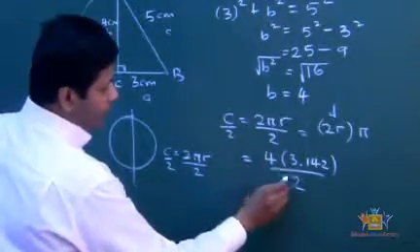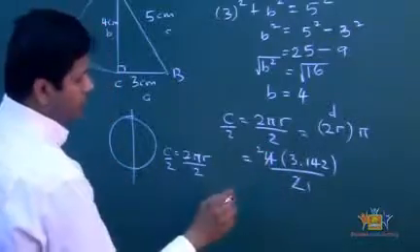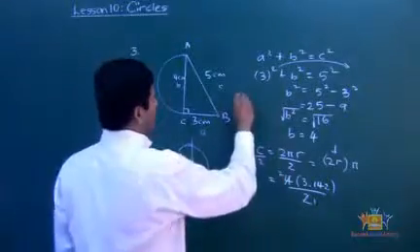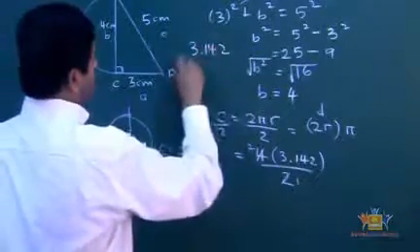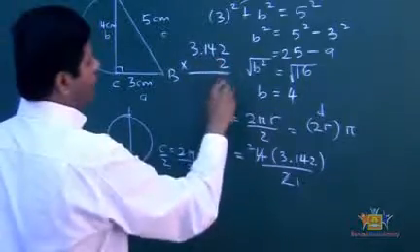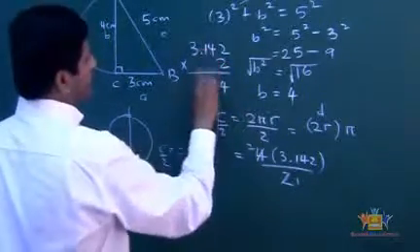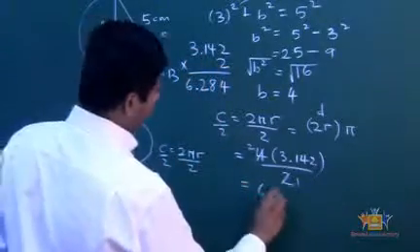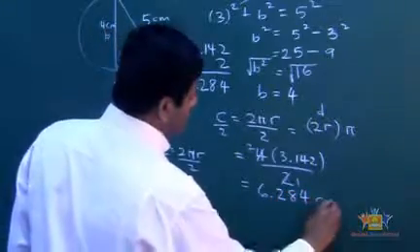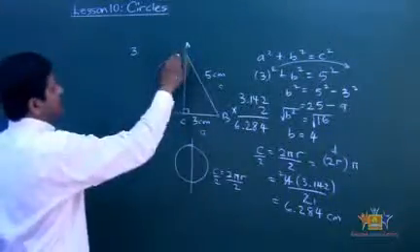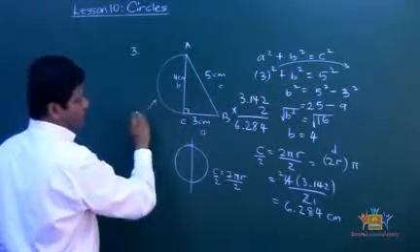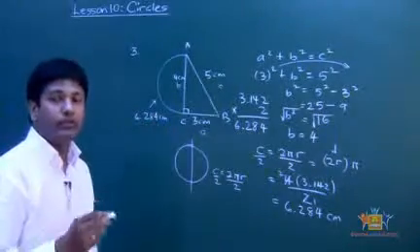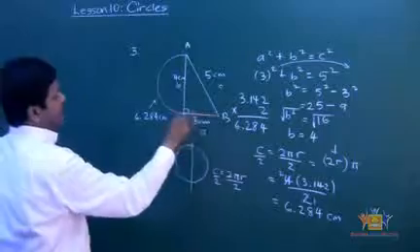Now look at this, 4 and 2 I can divide. So this becomes 1, this one becomes 2. So now I take 3.142 times 2. 2 times 2 is 4, 2 times 4 is 8, 2 times 1 is 2, and then bring the decimal down, 2 times 3 is 6. So that gives me 6.284 centimeters. And I found the semicircle circumference is 6.284 centimeters.